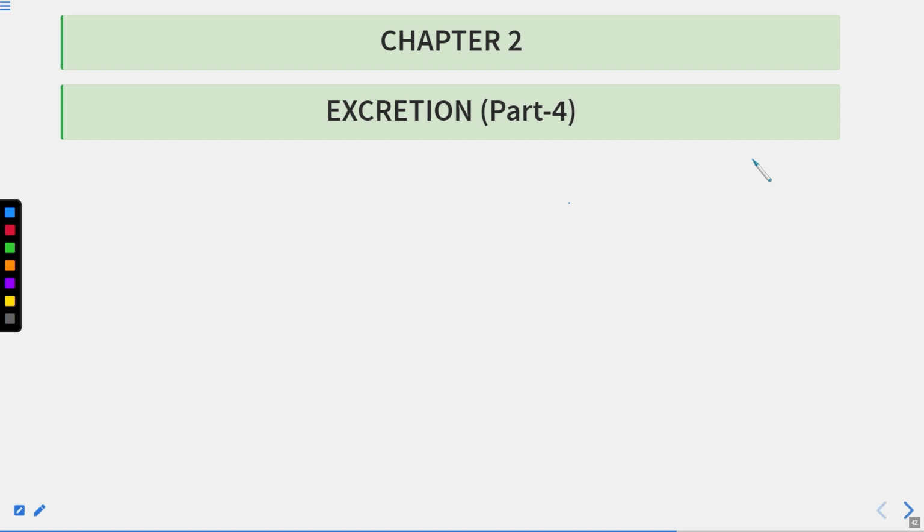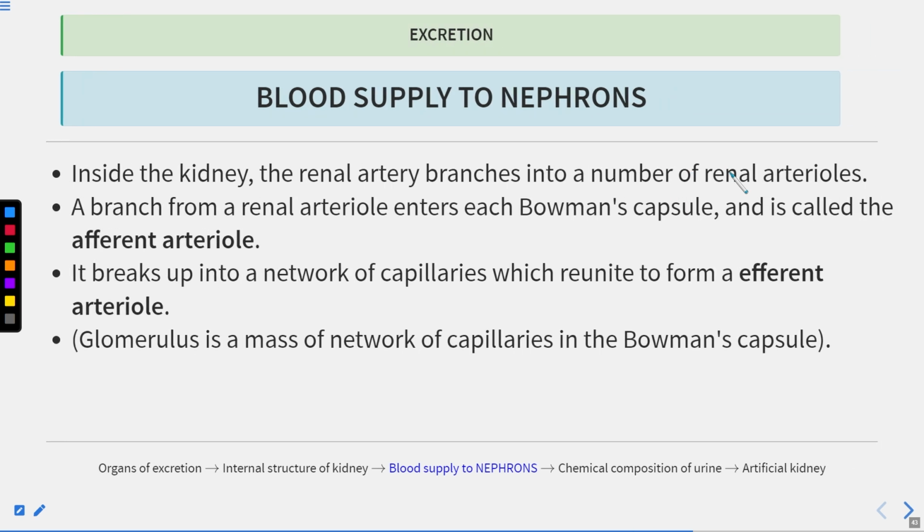The outer part is the cortex, the inner part is the medulla, and what does the medulla contain? It contains the renal pyramids. Then we also talked about the renal artery and the renal vein, and the ureters that come out of the hilum. Now in this lecture we'll continue the previous lecture and we'll be studying the blood supply in the nephrons.